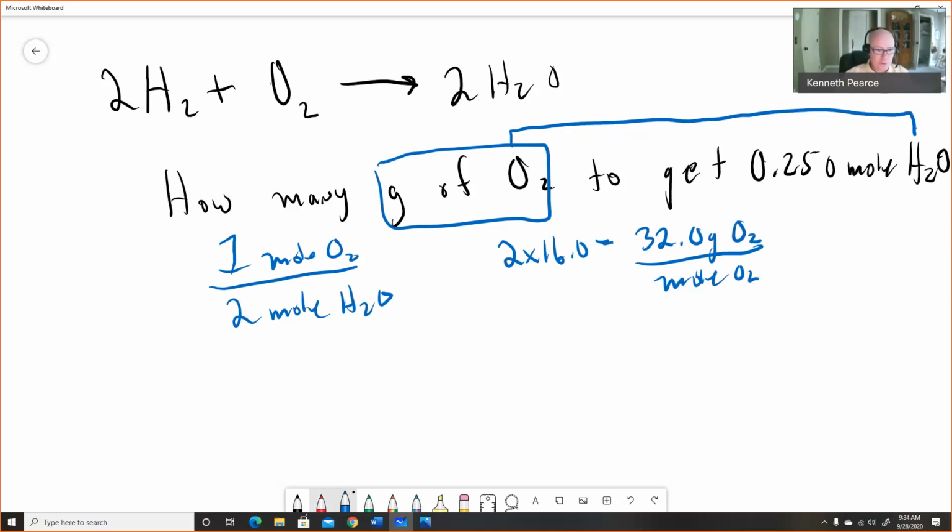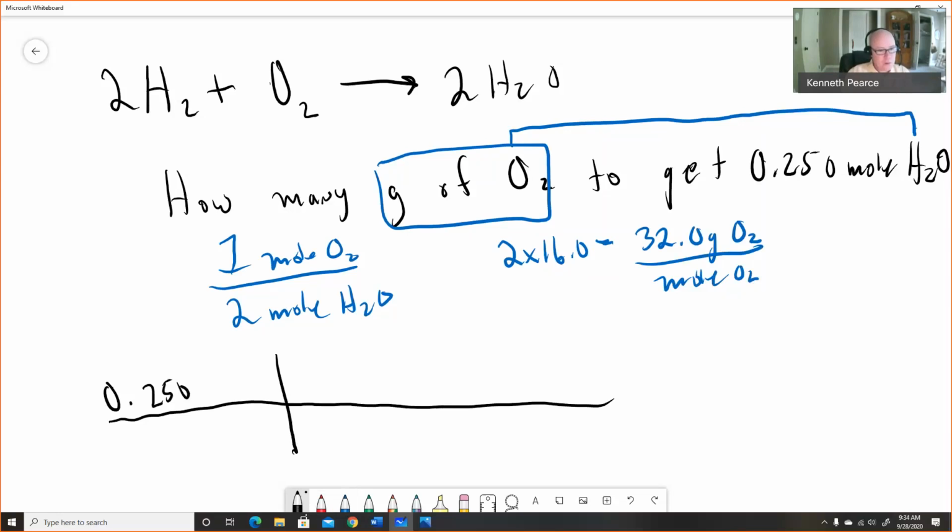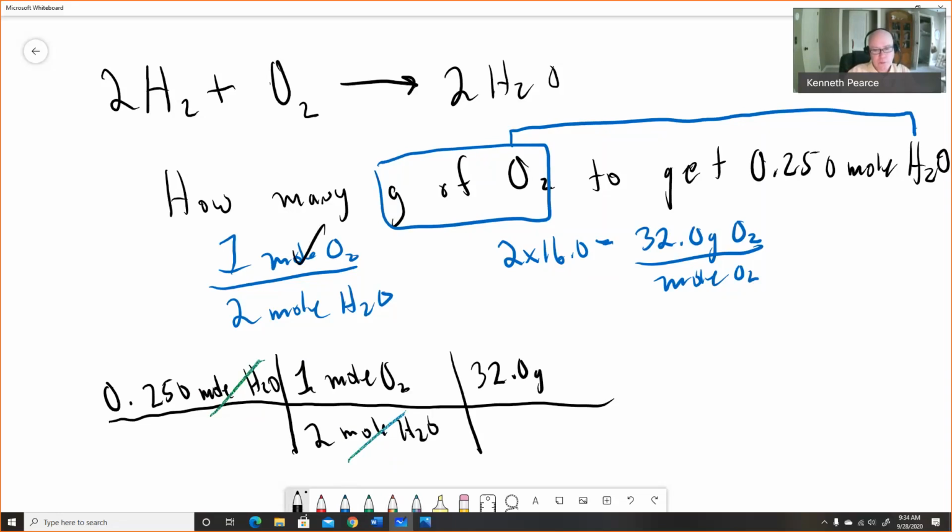So I can sit down here and draw myself a line and draw another line and start with my measured number, 0.250 mole H2O. And I want to use my mole ratio, which is already set up, so I don't have to flip it over. And I know I'm going to put a check mark through there, and we'll make sure that we are canceling, and we are. And then finally, I have my molar mass. And we're done. Do you see how easy that is?